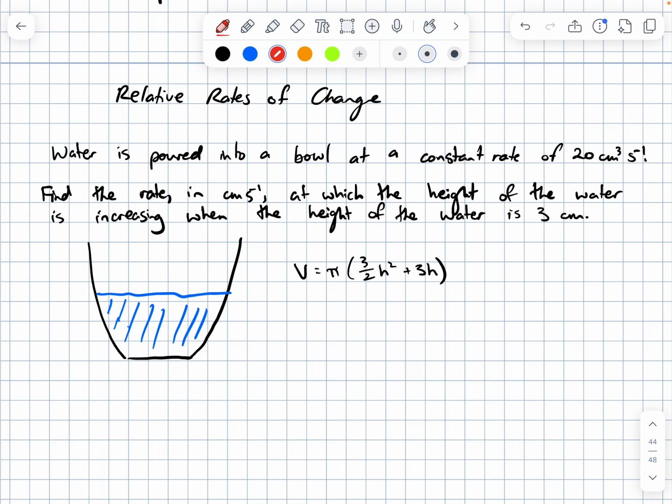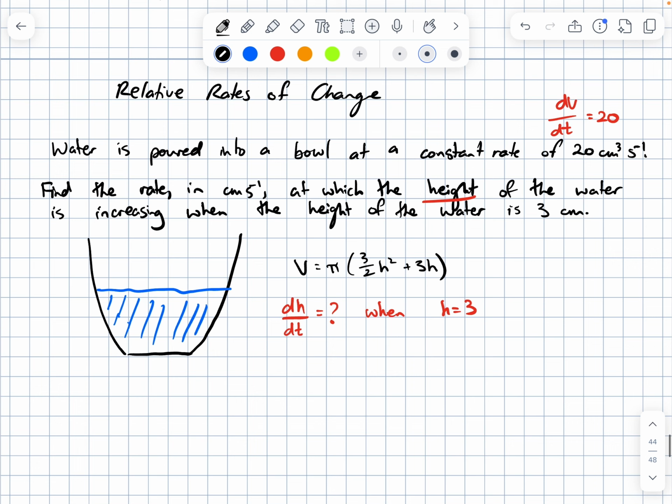these next few examples. We're told that water is poured into a bowl at a constant rate of 20 centimeters cubed per second. So the first thing is to work out what that means in terms of maths. Well, centimeters cubed is a volume, so that means dV per second, that's per time, is 20. Now it's positive 20 because it's going in, and so that volume is increasing. We're asked to find the rate in centimeters per second at which the height of the water is increasing. So H, that is dH dt, is what when H equals 3.